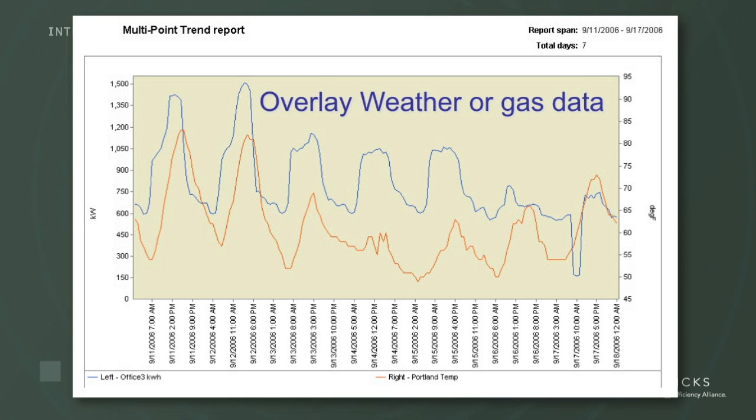Another thing to look for in a software is the ability to overlay different types of data. Now these could be from multiple meters. You could show 2 electric meters on here, or maybe overlay a gas meter with an electric meter, or possibly even weather data. In this example, the yellow lines are the temperature in degrees on the right hand side of the graph, and the blue lines are your demand readings.